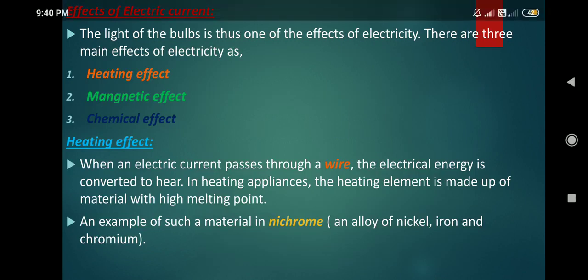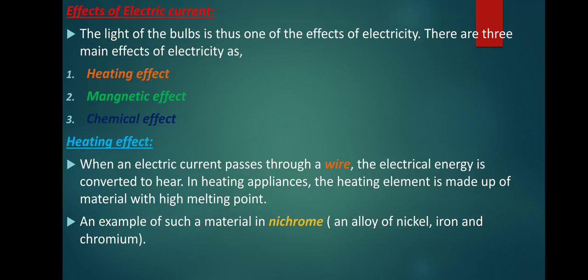Now move on. Effects of electric current. The light of a bulb is one of the effects of electricity. There are three main effects of electricity. The first one is the heating effect, the second is the magnetic effect, and the third is the chemical effect. Now we are going to discuss the heating effect.